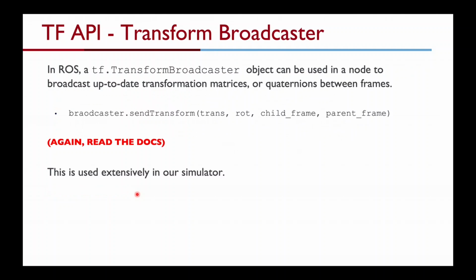Similar to a listener, we have a broadcaster. This is, as the name suggests, where you broadcast your transform matrices or quaternions between the different frames. It takes a lot of different arguments in terms of the translation aspect, the rotational aspects, and the reference and the parent frame between which you want to broadcast the transformation.